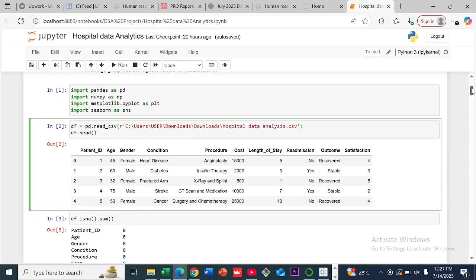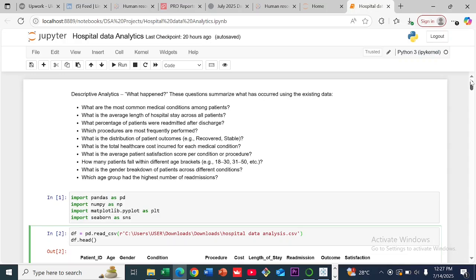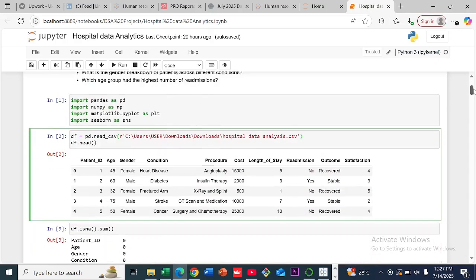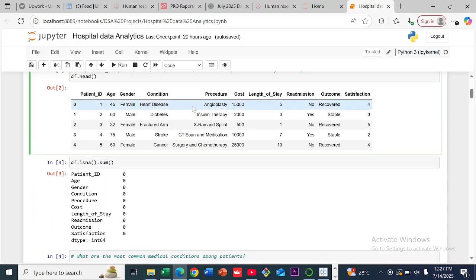So we'll be looking through this dataset and we'll be answering these questions which we've outlined already. So the first question we have here is, what are the most common medical conditions among patients? Remember we have this column where we have conditions, right? So we want to find out what is the most common medical condition.